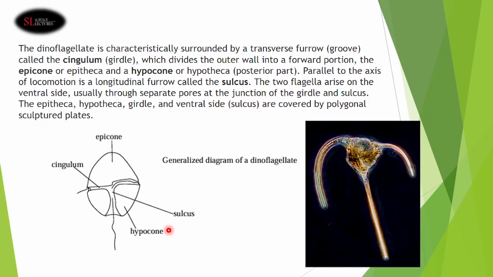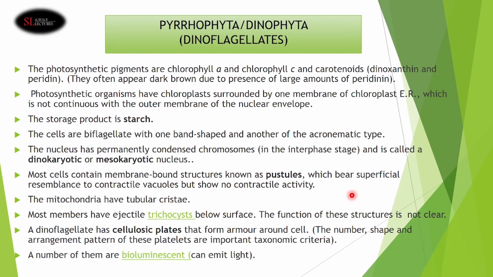And the downer portion is what you call the hypocone or the hypotheca. Parallel to the cingulum is this structure called the sulcus. The sulcus is where the two flagella arise. I mean, the junction between the cingulum and the sulcus is where the two flagella arise. And this is how a dinoflagellate looks like in real life.